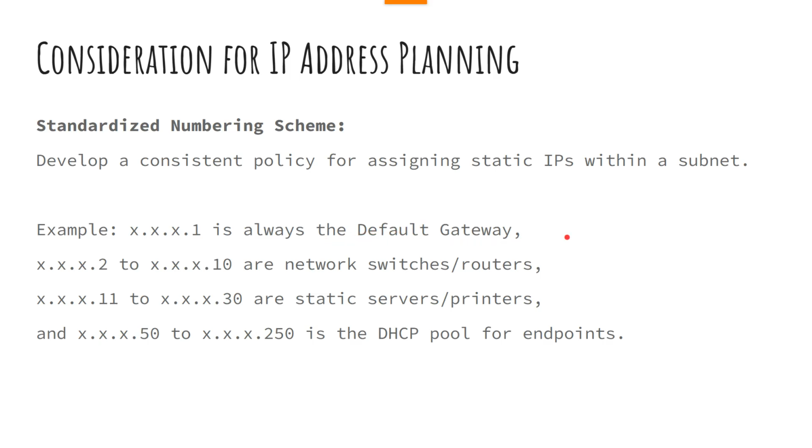For example, for a default gateway it will be dot 1. If you have switches or routers, then dot 2 to dot 10, whatever may be before the x.x.x, will be allocated for switches. Maybe for servers and printers some set of IP addresses is kept. For the DHCP pool, for end devices to be connected, some set of IP addresses. This standardization policy can be developed by organizations, and every organization may have a different scheme, but it is always good to have some kind of a standard numbering practice within an organization.